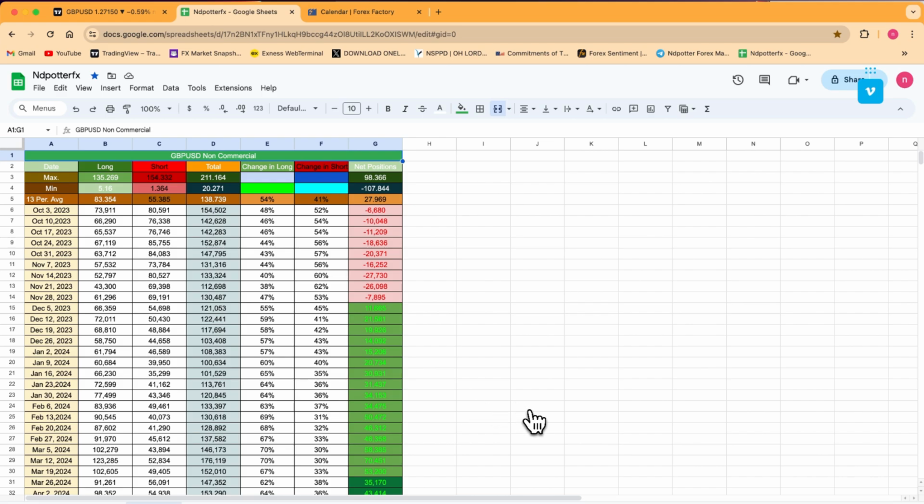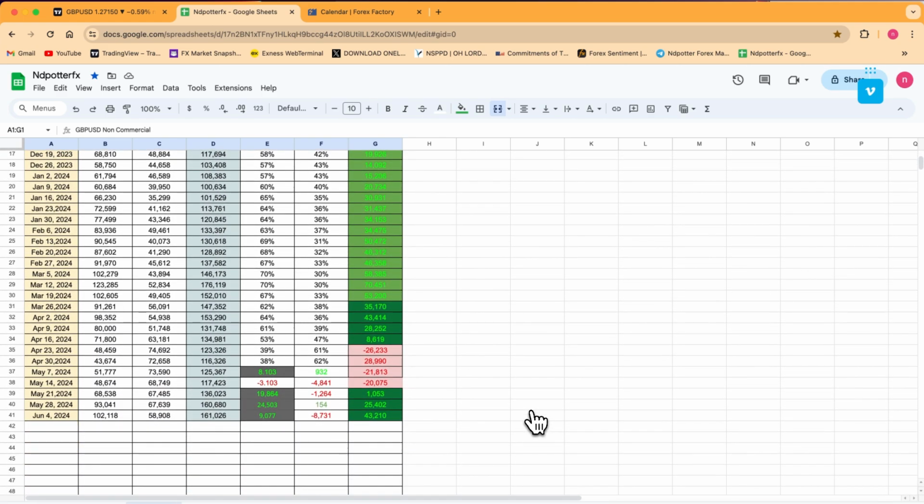Looking at my GBP USD spreadsheet here, you can see that on May 14, the high institution long position was 48. On May 21, their long position increased to 68. On May 28, their long positions increased to 93. On June 4th, their long position increased to 102,000 here.